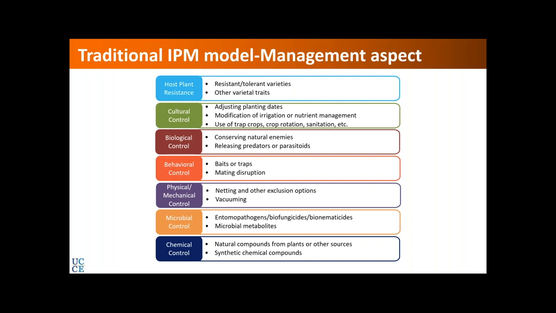So this is a traditional IPM model that encourages using all these options of host plant resistance, cultural control, and everything else before using chemical control options, based on monitoring. You regularly monitor the field and use one or more of these options when the scouting tells you that you have to take action.